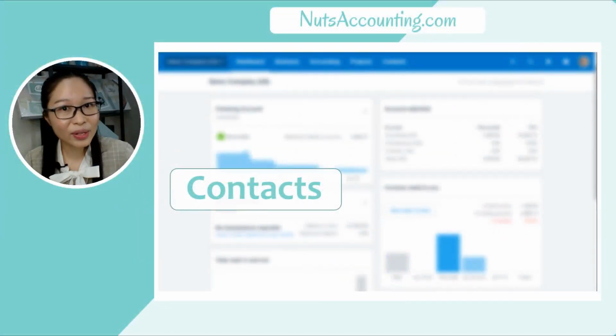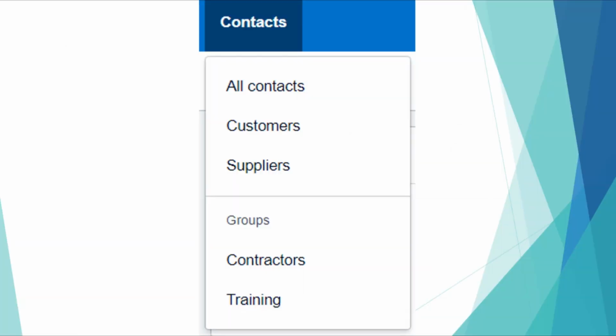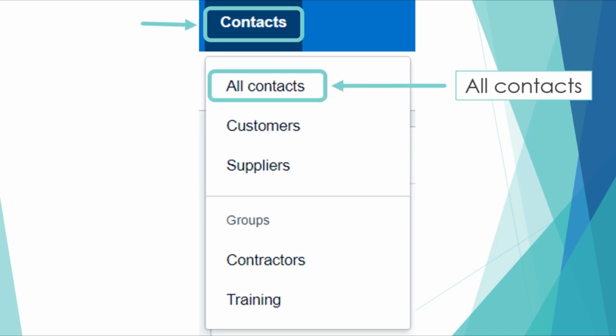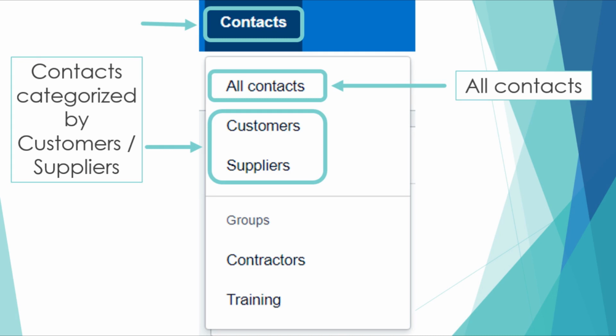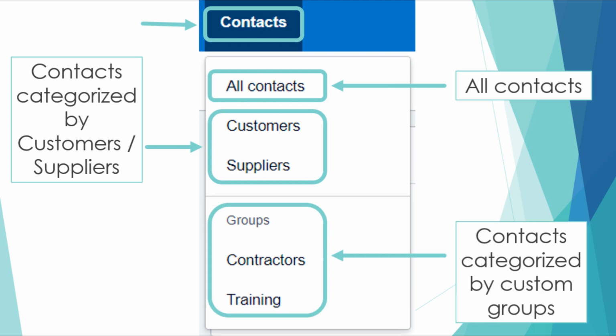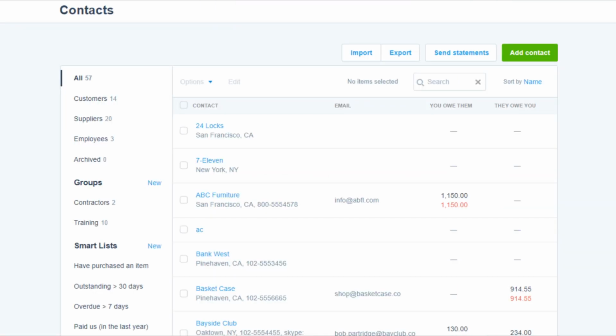The next one is your contacts. Contacts is important in Xero because regardless of whether they are a supplier or a customer, they will all be considered as contacts of your business. So click on contacts and select all contacts here, or you can also select the contacts categorized by your customer or supplier, or you can click at the bottom here, which is contacts categorized by custom groups that you have created. So now let's look at the contacts page.